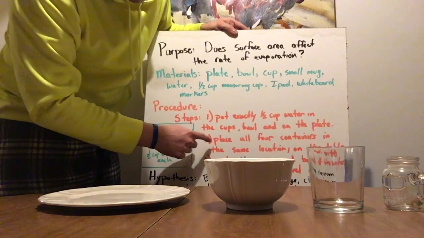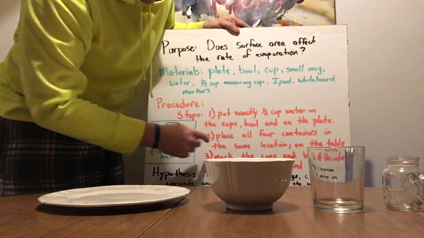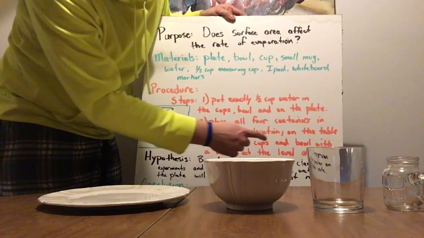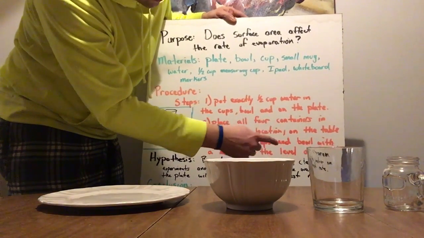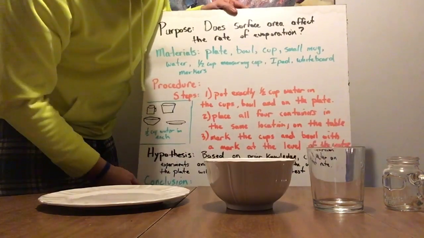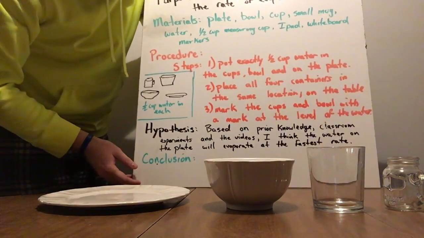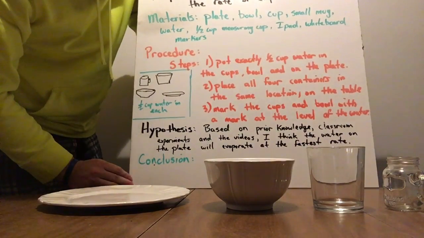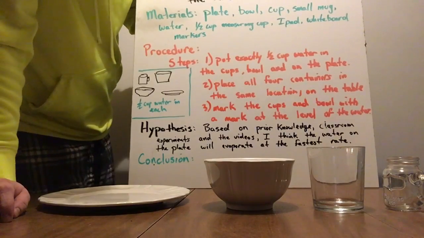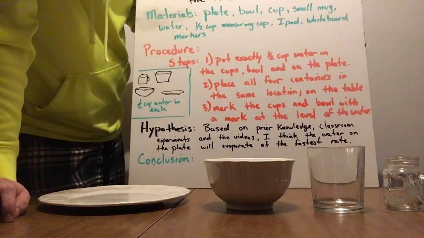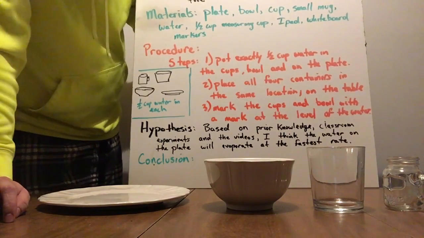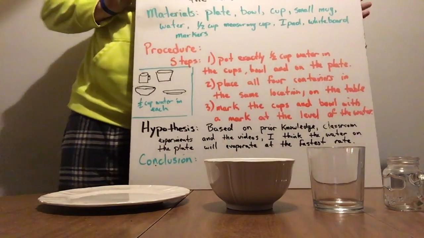My procedure, step 1 is to put exactly a half cup of water in the cup, bowl, and on the plate. I'm going to place all 4 of these containers in the same place. I'm going to leave them here on the kitchen table. And then I'm going to mark the cups and bowl with the level of the water. After time, I'm going to come back and observe these and see which one evaporates the fastest. My hypothesis says, based on my prior knowledge, classroom experiments, and the videos, I think that the plate will evaporate at the fastest rate. Surface area will have an effect.